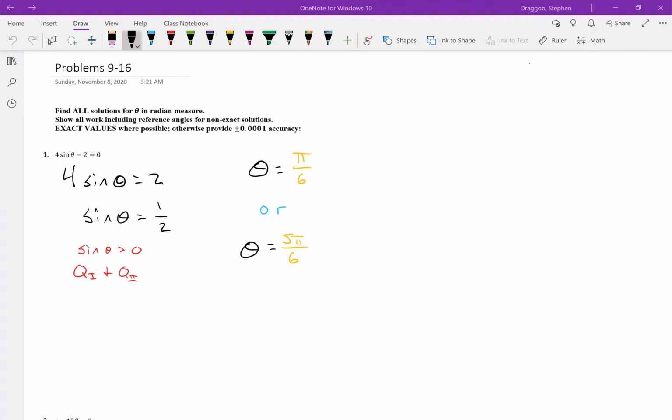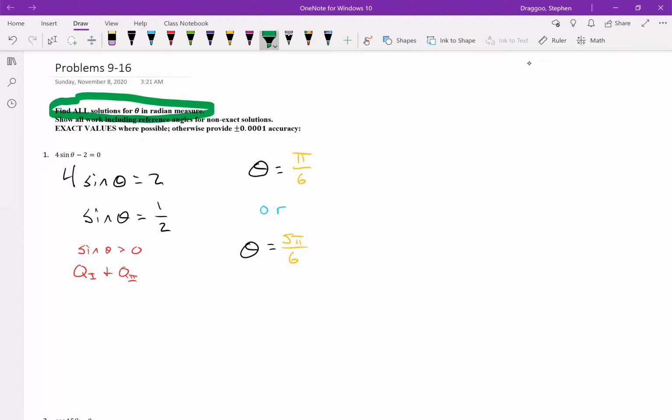Right, in the last video, I alluded to the fact that there are an infinite number of solutions to these trig equations. But in problems 1 through 8, we were focusing on only finding solutions that were on the unit circle, so just values between 0 and 2 pi. So we're making a slight change in problems 9 through 16, and that is stated here in this first sentence. Find all solutions for theta in radian measure.